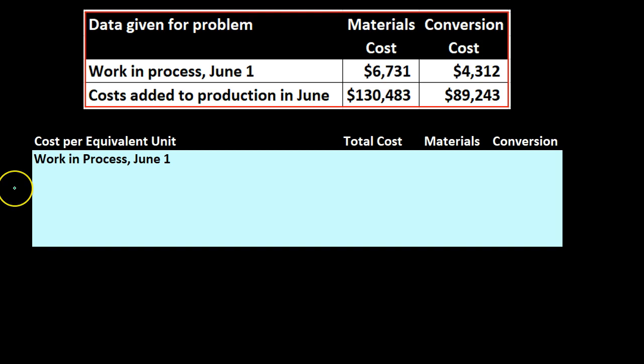So here is our calculation then. We have the work in process for June 1st. We have the materials. We're just pulling these numbers down then. The $6,731 that we're talking about now, not the units, and the conversion 4,312. That comes up with a total, if we add these two up, to 11,043. Then we have the costs that are added.